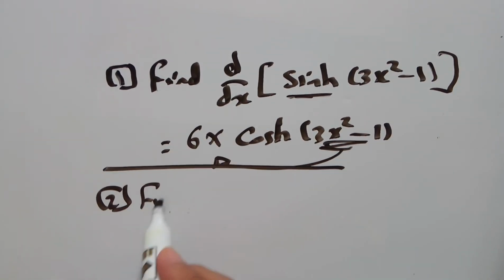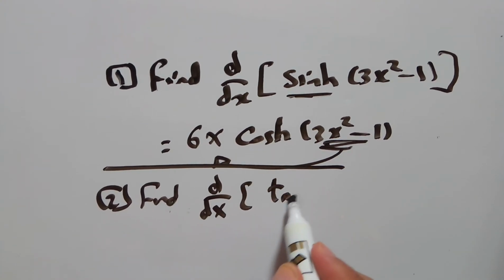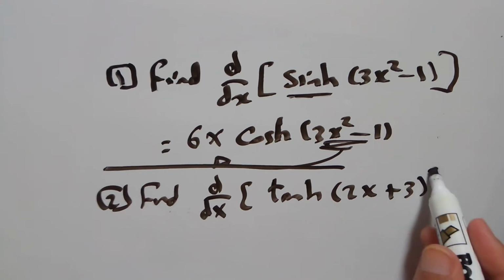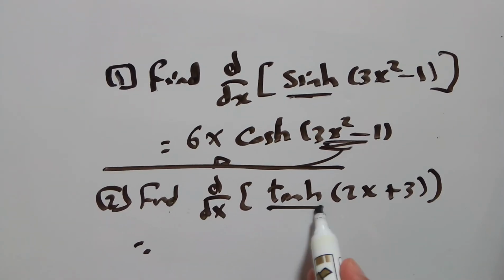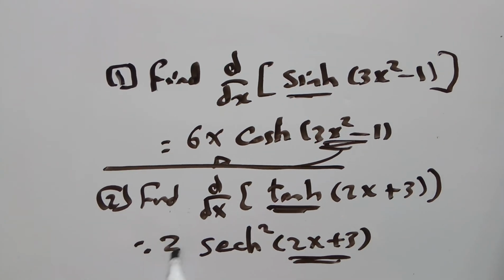Number 2, find the derivative of hypertangent 2x plus 3. Then what is the derivative of hypertangent? It is hypersecant square 2x plus 3 multiplied by u prime, which is 2.